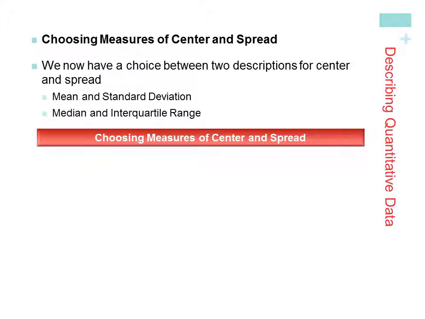Okay, so how do I know which measure of center and spread to use? Okay, we have a choice between two descriptions for center and spread. You're going to group these two together. If you use the mean, then you're going to use the standard deviation, okay, because the standard deviation is calculated from the mean. If you choose to use the median, then you're going to use the interquartile range for your measure of spread because that describes where 50% of our data is lying.